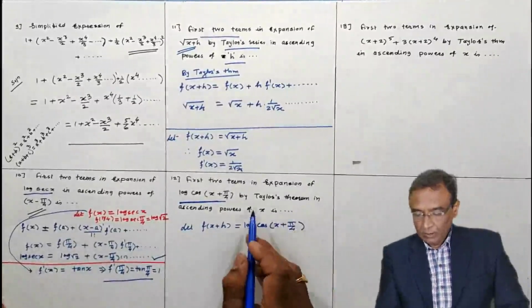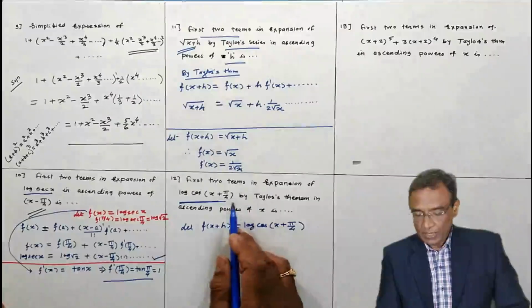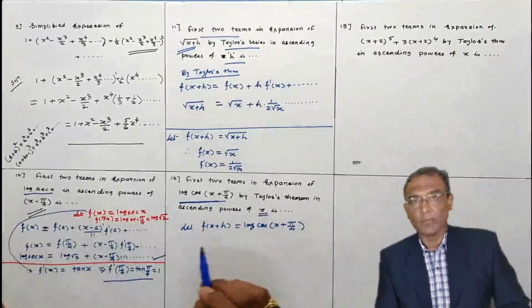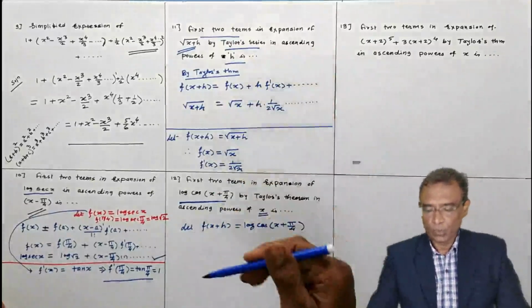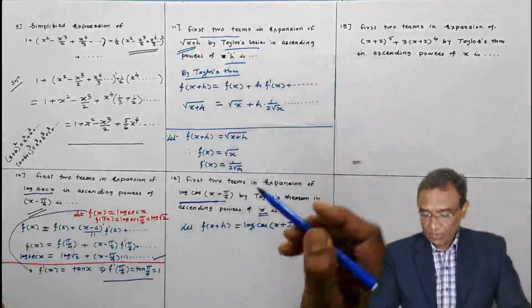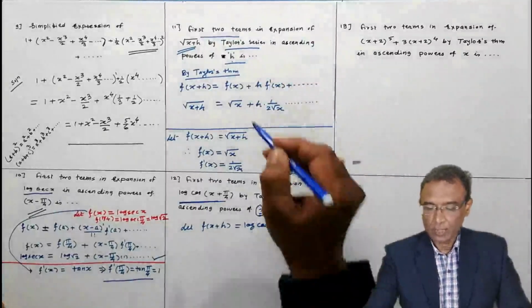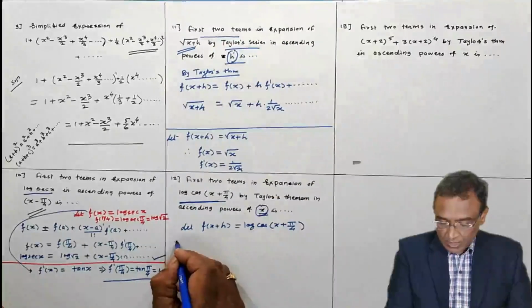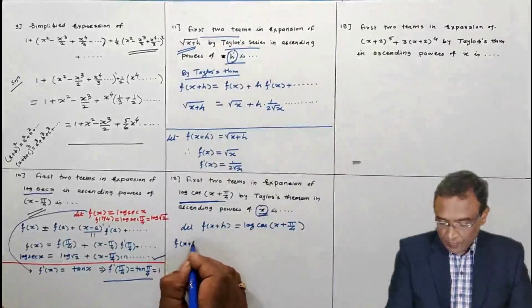Okay. Expansion of first two terms, in expansion of this in ascending powers of x I want. See the difference between these two. Here we have expanded in ascending powers of h. Here we are expanding in ascending powers of x. Okay, what is the Taylor series then? Taylor series, f of x plus h.